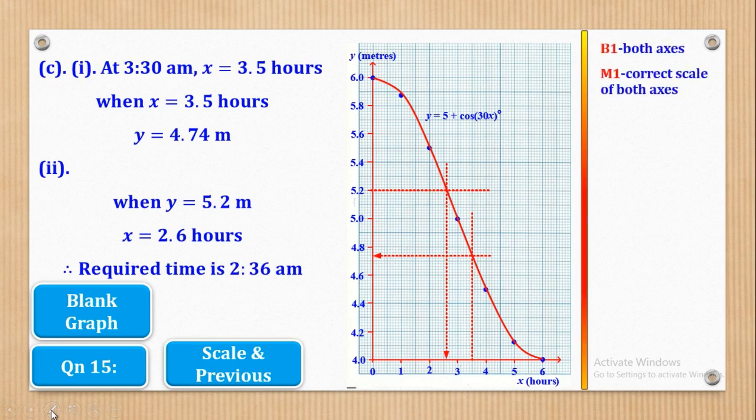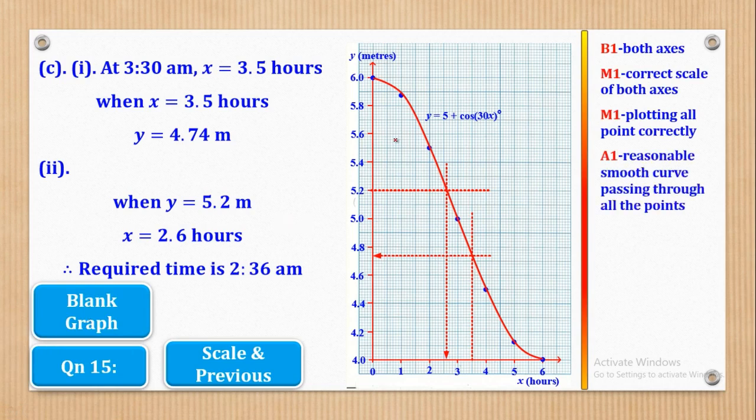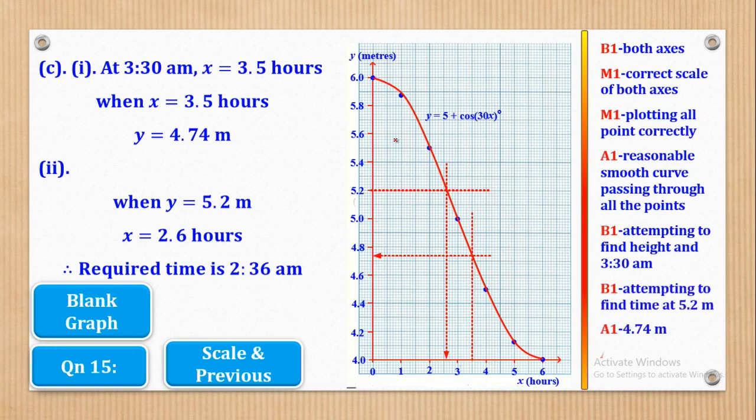So now let's see how marks can be awarded. So the first mark will be both axes, drawing these axes, x and y axis. That is one mark. Then the second mark will be correct scale on both sides, so that the curve can cover half or more than half of the graph. So the scale being correct, you get this one mark for both axes.